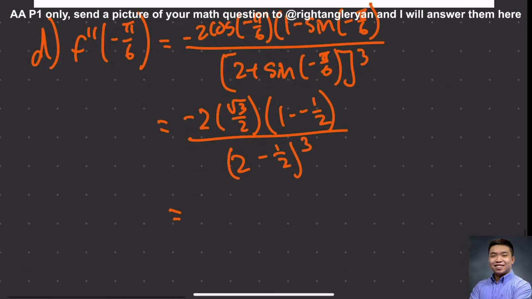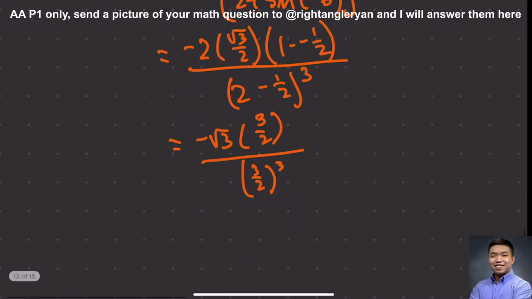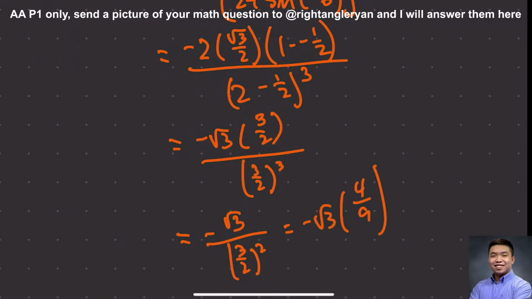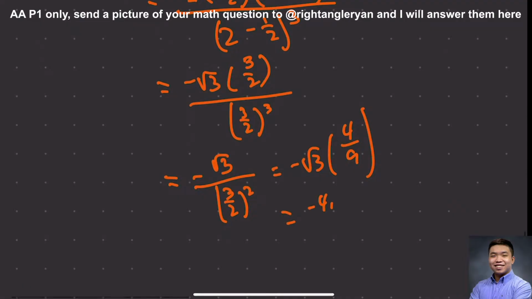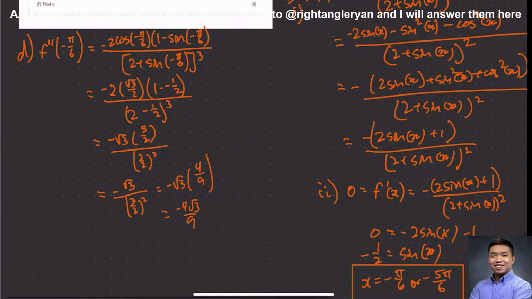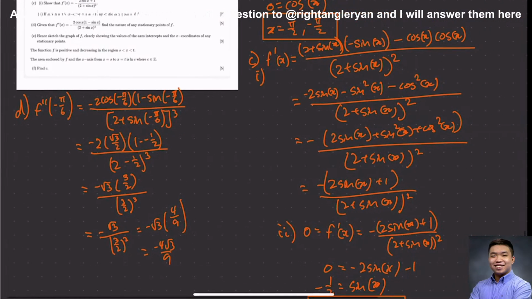So therefore, we would have negative root 3, and then 1 plus half, so it'll be 3 over 2, and then 3 over 2 cubed. So it's going to be negative root 3 over 2 squared. Therefore, it's going to be negative root 3 times 4 over 9. So it's going to be negative 4 root 3 over 9. Oh, so it's a negative value, right? Actually, I don't even need to care about the numbers.